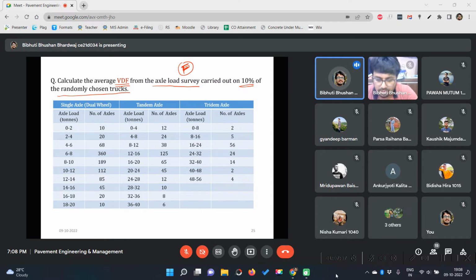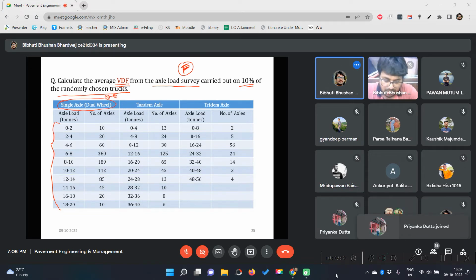In statistics, you don't have to write all the values, so we can use some classification. For single axle dual wheel, somebody is taking the weight and just shouting the value, and you are just tally marking. He says this vehicle is 5.2, so you tick here. Then again he says 11, so you tick here, right? Then again 5.5, you tick here. Like that, you have carried out the entire survey, and these are the number of axles for single axle dual wheel.